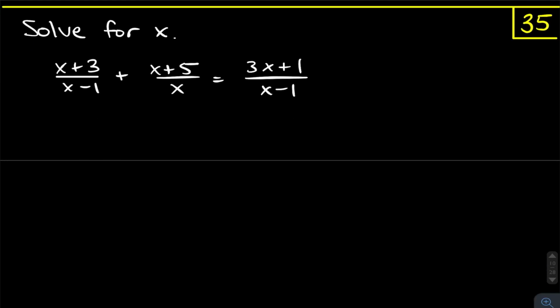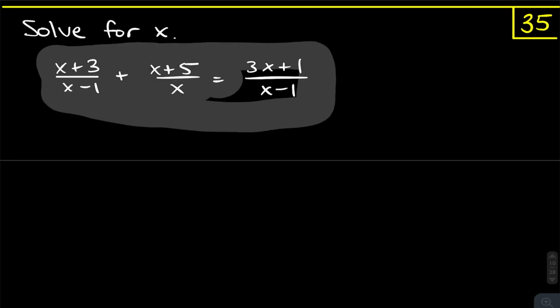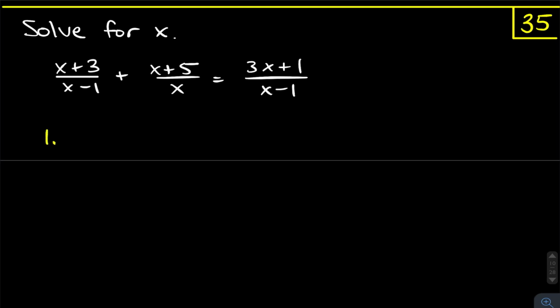On problem 35, we want to solve for x, and here we have something disgusting. Okay? Well, we have a lot of x's, we have fractions everywhere, and so how do we even start off with something like this? Well, whenever you're faced with a problem like this, find common denominators. Okay? That's the first part.